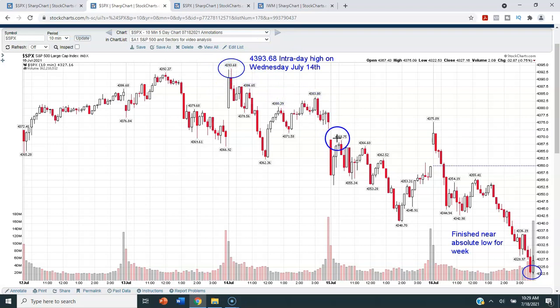And you can see the S&P 500 sold off for the balance of the week, and we closed right at the lows of the week on Friday the 16th. So a new all-time daily closing high on Monday, a new intraday high on Wednesday the 14th, and then it went downhill from there, and we closed right at the lows of the session on the 16th. So kind of a rough last few days in the market this past week.